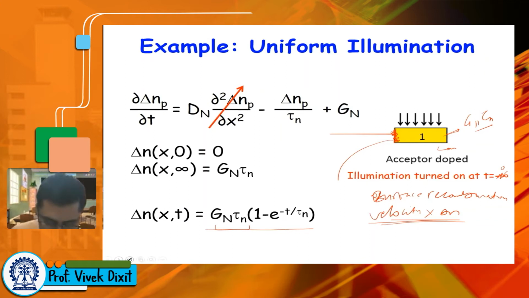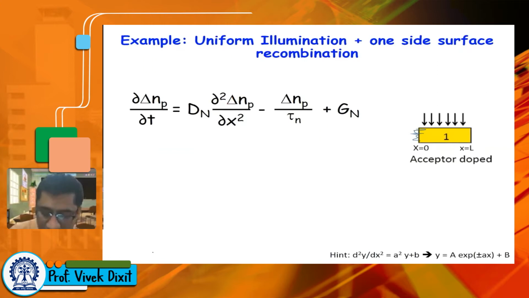So let us discuss the full solution. Here your delta n will be gn tau. Here the boundary condition will tell you: the recombination rate is the surface recombination velocity Sn times delta n, right? So this is at x equal to 0.